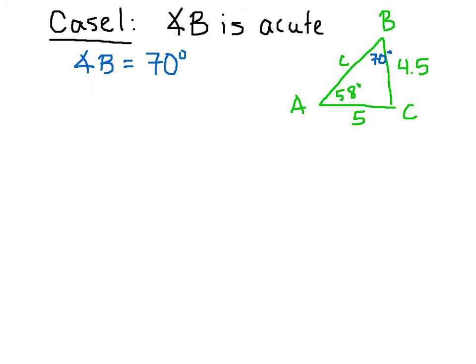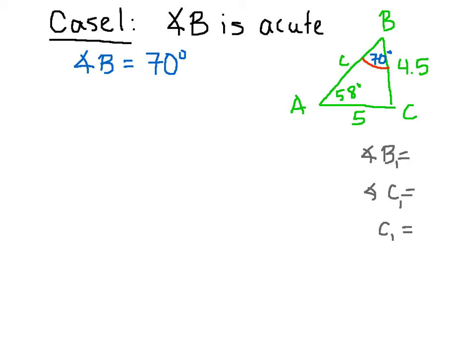So for case 1, where your angle B is acute, this is where you have your 70-degree angle. If we want to solve for your angle B, we still need to find out what angle C is, and we're calling it A sub 1, B sub 1, and we're also going to need to find out what side C is. So this is going to be side C sub 1.